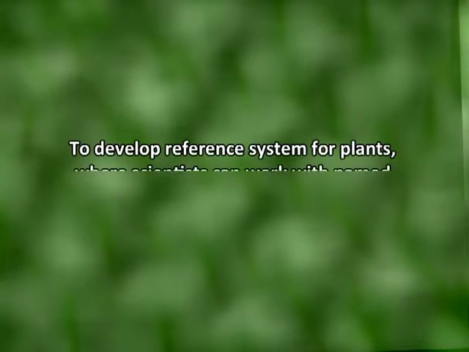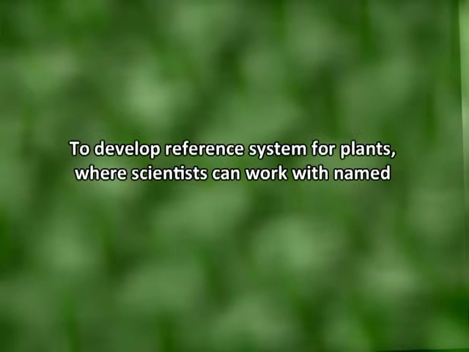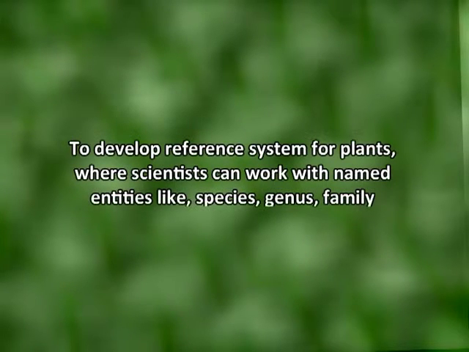Number 2. To develop a reference system for plants where the scientists can work with a named entity like species, genus, family, etc. Multiple usage of plants in everyday life necessitated formulation of standard terminology for description of various parts as an aid to identification and nomenclature. The basic knowledge of plants is first requirement and provides idea for morphological variations.